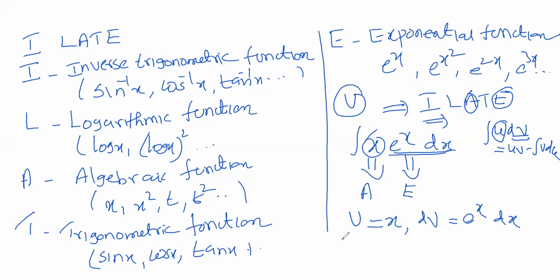In a similar case, if you have some other function, say x sin x dx, x comes under the category algebraic function, and sin x comes under the category trigonometric function. In this order, algebraic and trigonometric, which comes first? Algebraic comes first, right? So we assign u as x.